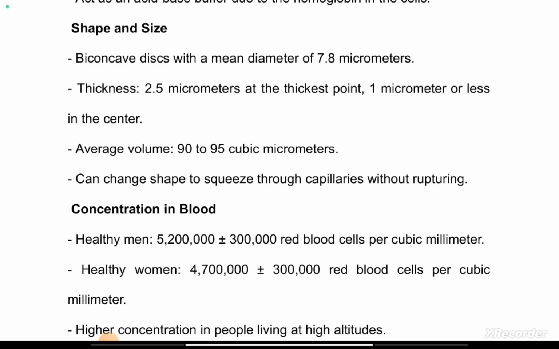After 120 days, the cell membrane will not be pliable anymore. The cell membrane will not have enough machinery to squeeze. So whenever they are passing through tiny capillaries, especially the capillaries of the spleen, which are about 3 micrometer, they start rupturing, and that will lead us to the life cycle or the fate of red blood cells, which is going to be discussed later.